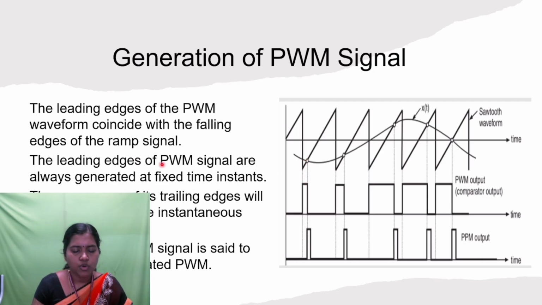The leading edges of the pulse width modulated signal are always generated at fixed time instants. The occurrence of its trailing edges will depend upon the instantaneous amplitude of x(t). So this value depends upon the amplitude of x(t). Therefore this pulse width modulated signal is said to be trailing edge modulated PWM, because it depends upon the trailing edge of the ramp signal. So this is the pulse width modulated output after the comparator.